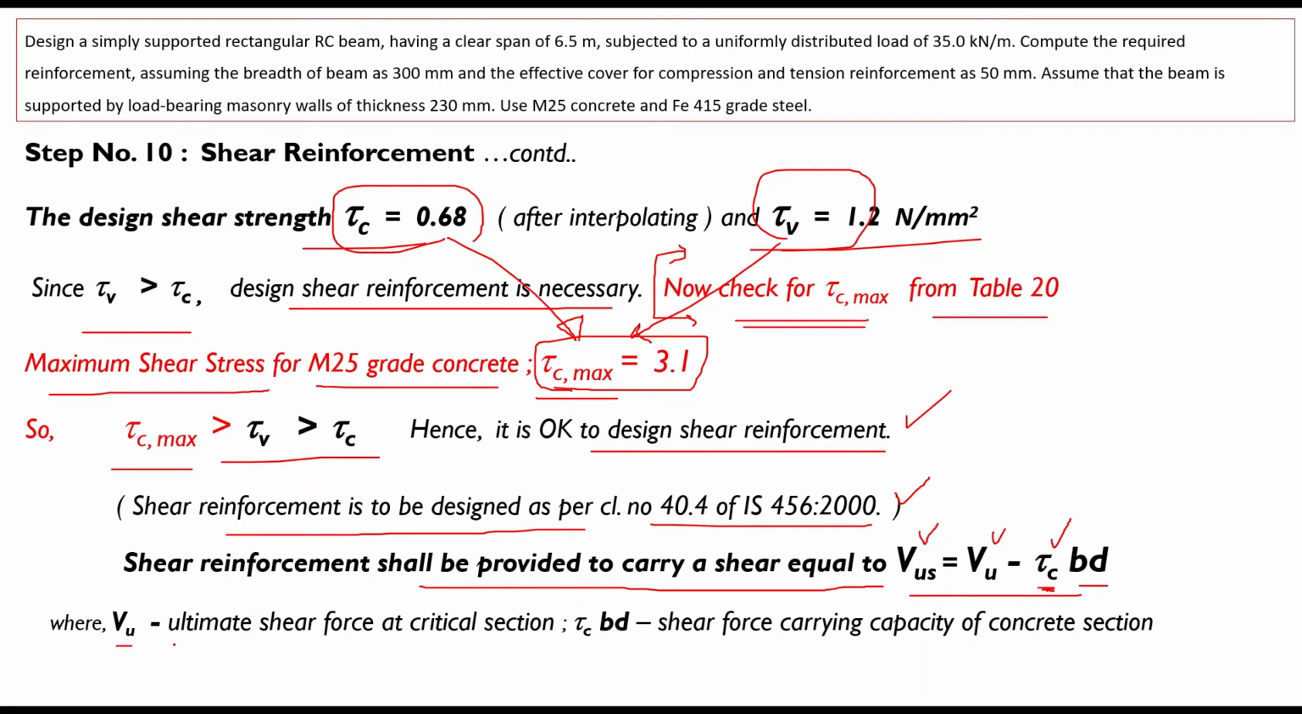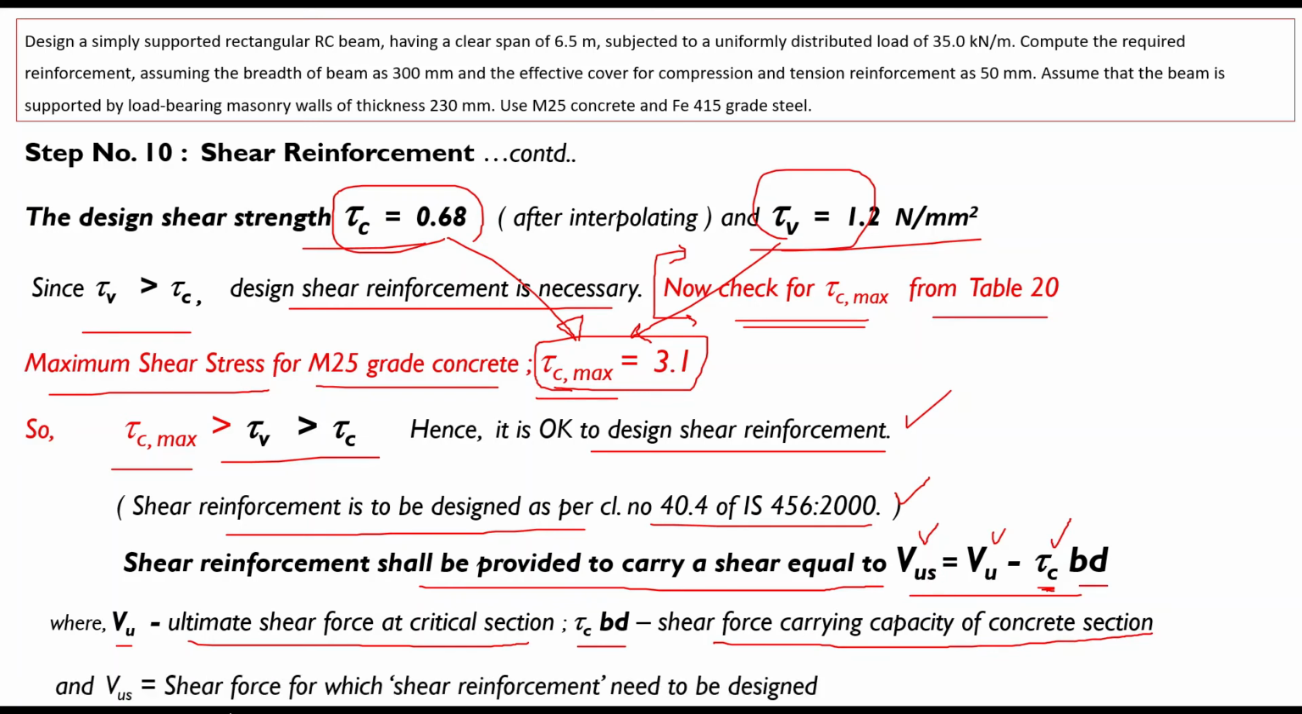The VU is ultimate shear force at critical section. Tau C b d is the shear force carrying capacity of concrete section. And what is VUS? Now that means this much shear stress concrete section can carry. So something is left, but since tau C b d will be lesser than VU, the remaining shear force which is not resisted by the section needs to be designed, and that's why this value VUS is the shear force for which shear reinforcement needs to be designed.